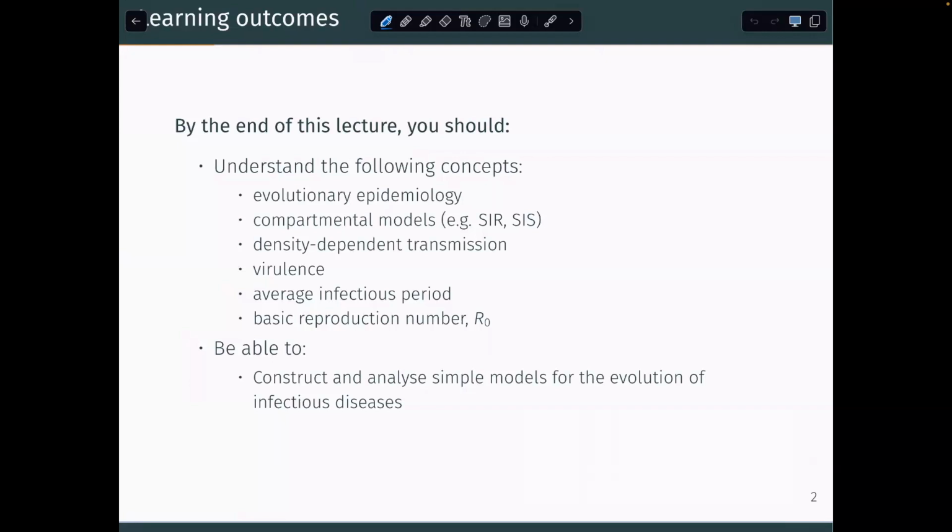We're going to talk a little bit briefly about the ideas of transmission modes, but this idea of density-dependent transmission is not going to be a key focus for us. I mentioned this idea of virulence before. Key other aspect of this is the average infectious period, and we'll talk about the basic reproduction number as well. And so by the end of today, hopefully you should be able to construct at least these simple models of infectious diseases and also start thinking about how we analyze evolution of infectious diseases as well.